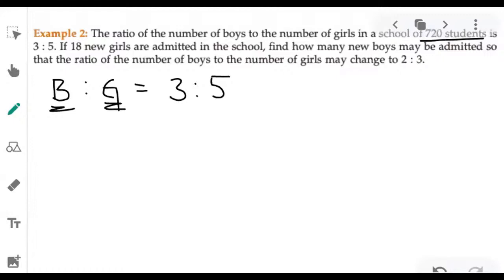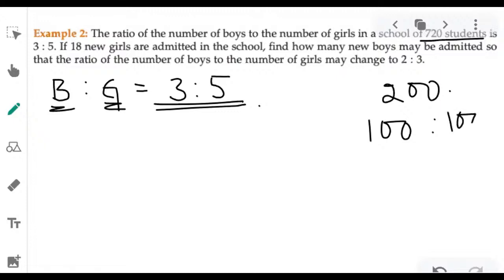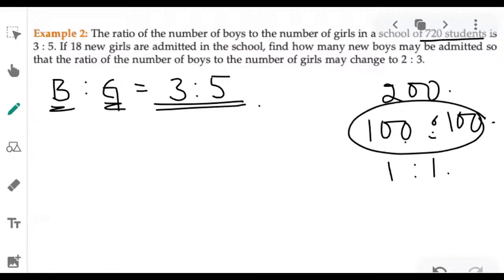Whenever you are taking a ratio, let's say, if this is actually 720 students, right? Let's say there are 200 students. Number of boys and girls are equal. They are in the ratio 100 is to 100. So what is your final ratio? What is the simplest form of this ratio? 1 is to 1. Right? So you won't get this actual value from this.